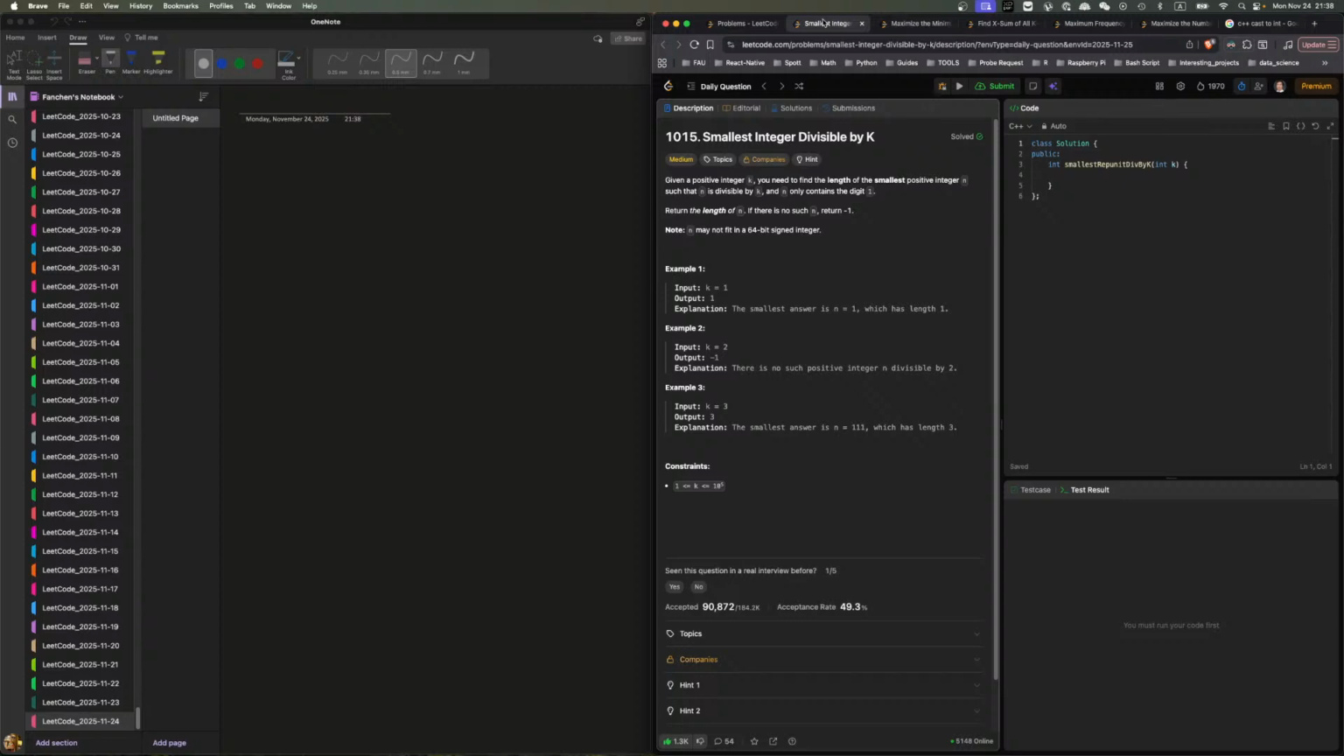Given a positive integer k, you need to find the length of the smallest positive integer n, such that n is divisible by k, and n only contains the digit 1. Return the length of n; if there is no such n, return -1. n may not fit in a 64-bit signed integer, so it can be huge. And we need to divide it by k.